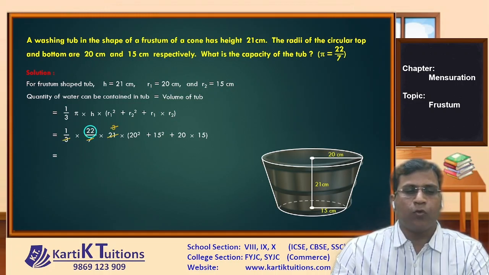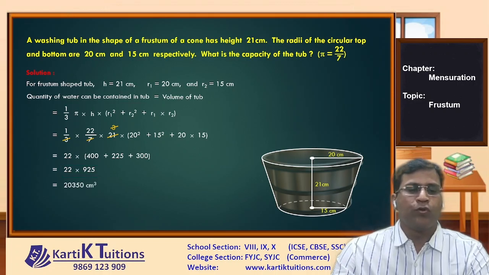So we get 22 into, 20 square is what? 400. So 400 plus 15 square is 225. So it is plus 225, and 20 into 15 will become 300. So it is plus 300. So 22 into, now when you find the sum of all the terms in the bracket, you will get 925. So 22 into 925 will give us 20350 centimeter cube.